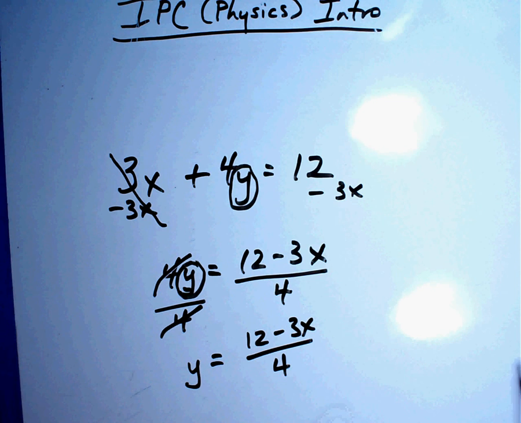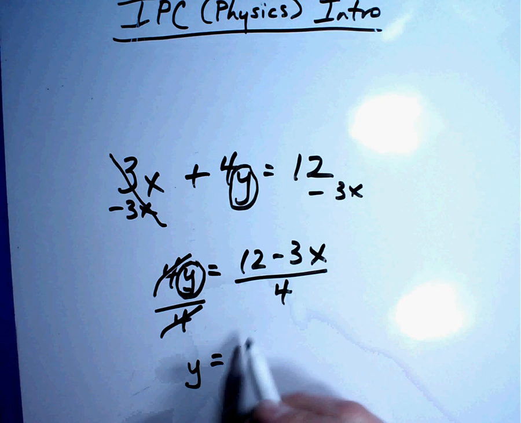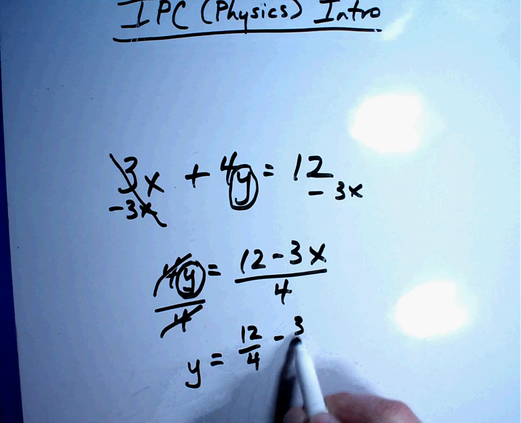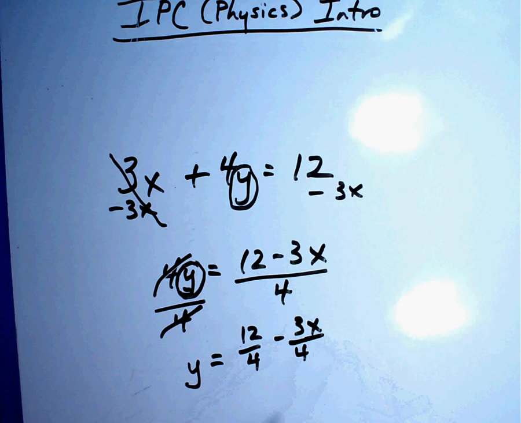There's actually another way you can write it also. When it's on the bottom like that, it's actually under each one. So I can say 12 divided by 4 minus 3 divided by 4, x is on the top. You can write it that way. It doesn't matter. With the 4 in both places, it's the same thing.